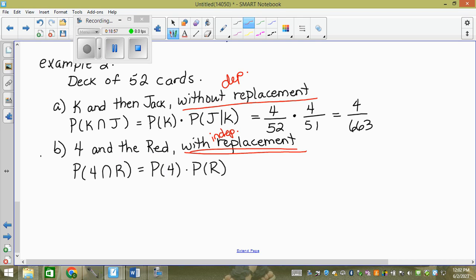And it's a red given that what? It doesn't matter what the first one was because I replaced it. So probability of a 4 is 4 out of 52, times probability of a red, 26 out of 52. It doesn't matter if the 4 was red, right? At all, because I replaced it. What does this reduce to? 4 out of 52 times 26 out of 52.